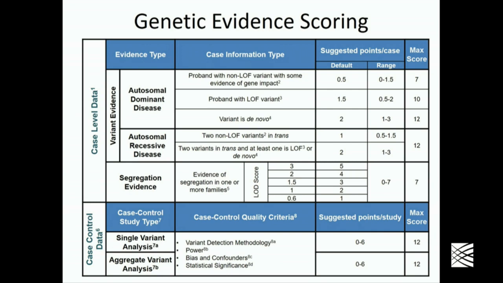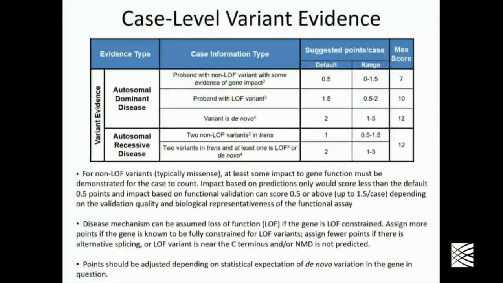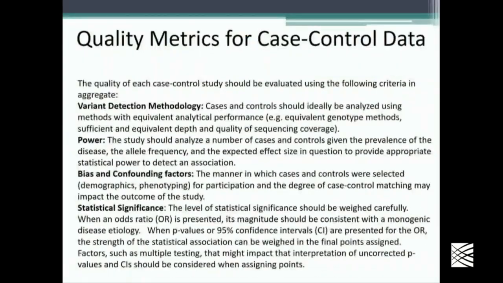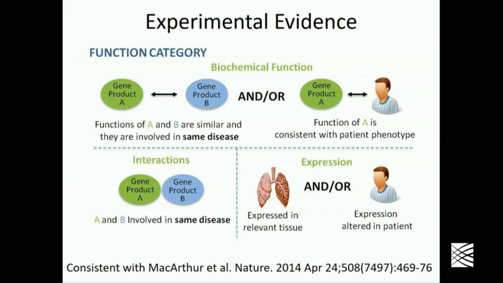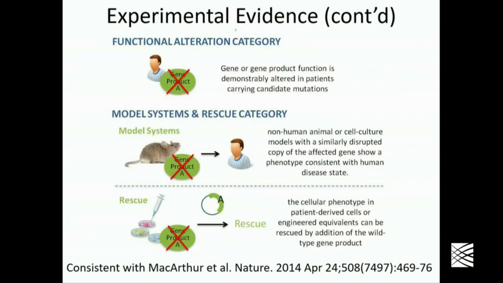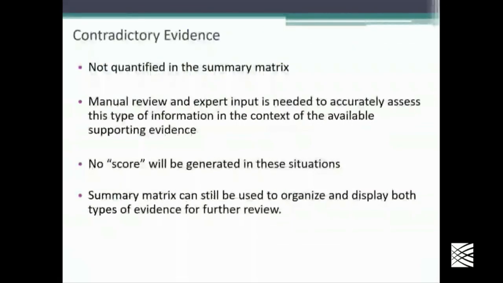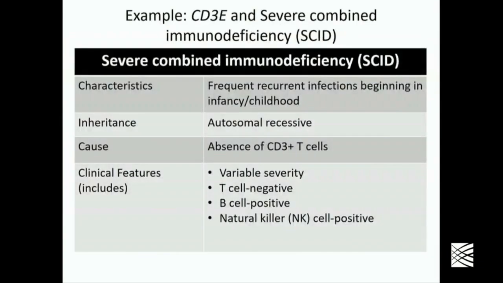So there are all sorts of points that you assign for every proband with a different type of data. If you have case control data, once you evaluate a lot of parameters around statistical significance, you can assign certain points. So that's how we score genetic evidence. I'm going to skip ahead here for a second. And then there's functional evidence, of different types. This follows the MacArthur paper that we published after a workshop a few years ago. It looks at biochemical function, interaction data, expression data, model systems, and then scores based on different types of evidence. So these were just some examples.